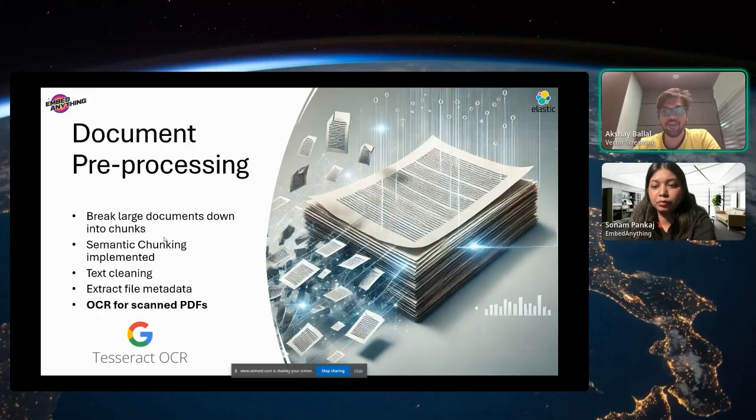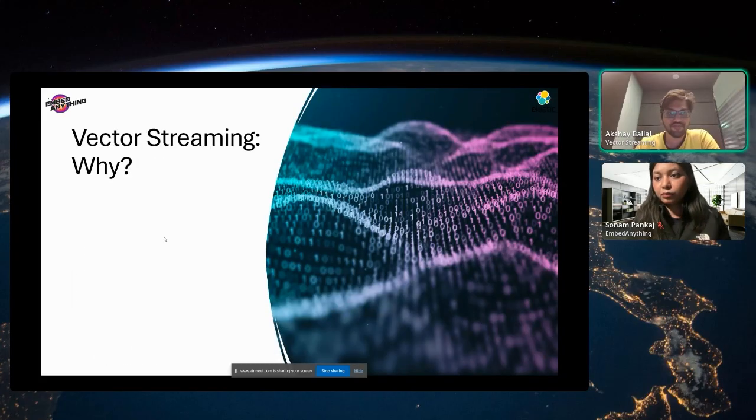So if let's say your document is not a complete text document, it is more of a scanned PDF. Right now we are supporting Tesseract OCR, but eventually we want to have more OCR models, like GOT-OCR and much newer models like LayoutLM, to be used for this.